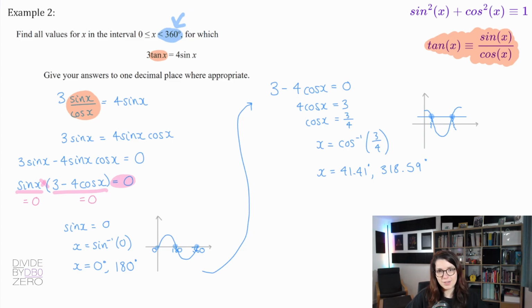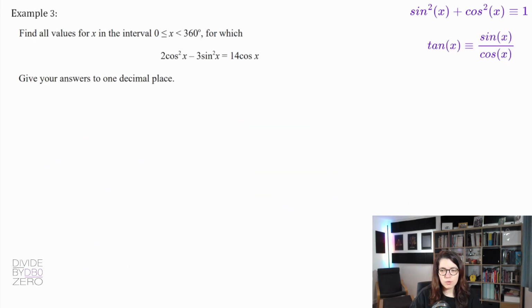I like to put my answers in numerical order. So to one decimal place, the final answers are 0, 41.4, 180, 318.6. And that's it.